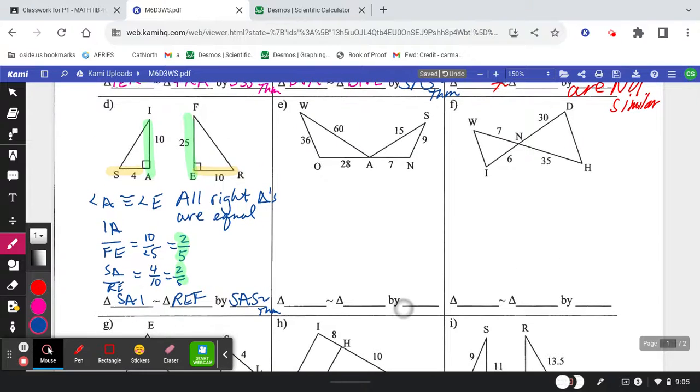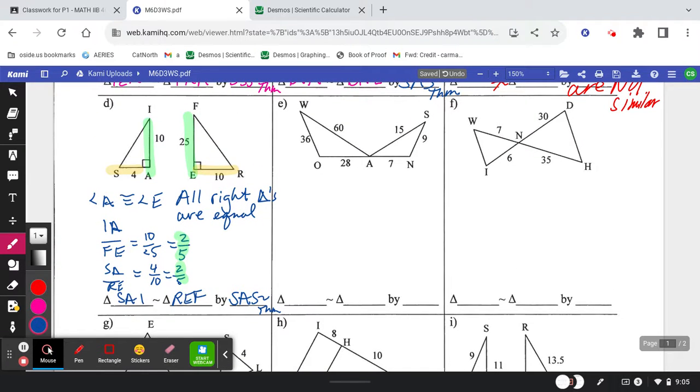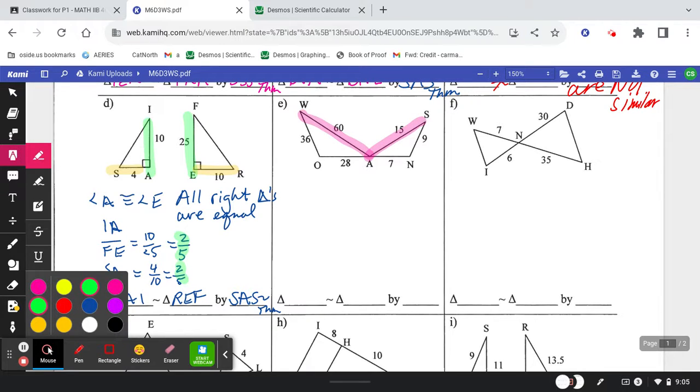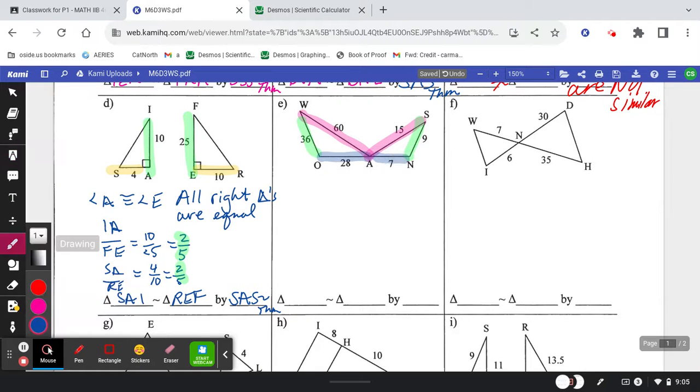How'd you do? All right, this next one over here has 3 sides. So I'm going to highlight which ones I consider corresponding. So those two go together, these two go together, and these two go together. All right, let's try it out. I'm going to start with the pink side. WA is to SA. 60 is to 15.